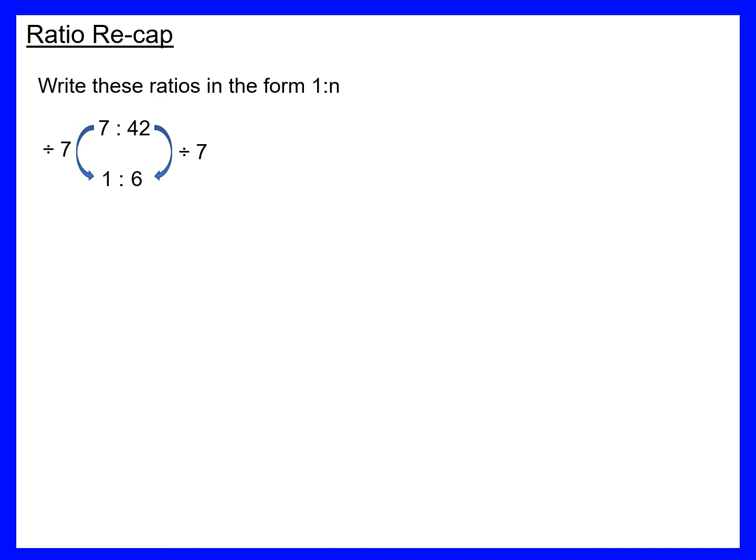So remember, when we're simplifying ratio, whatever we do to one side, we do to the other. And if we want them in the form 1 to n, we're going to put a 1 under the first side and work out what we divide by to get from our original value down to 1. Okay, there are 2 more there then for you to have a go at. So pause the video, have a go yourself now.